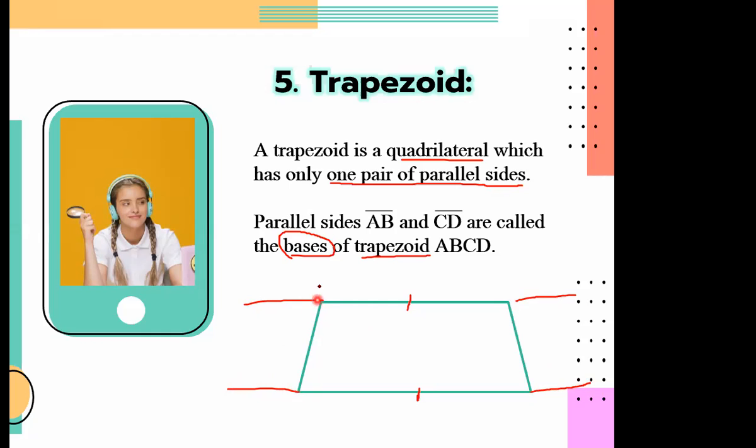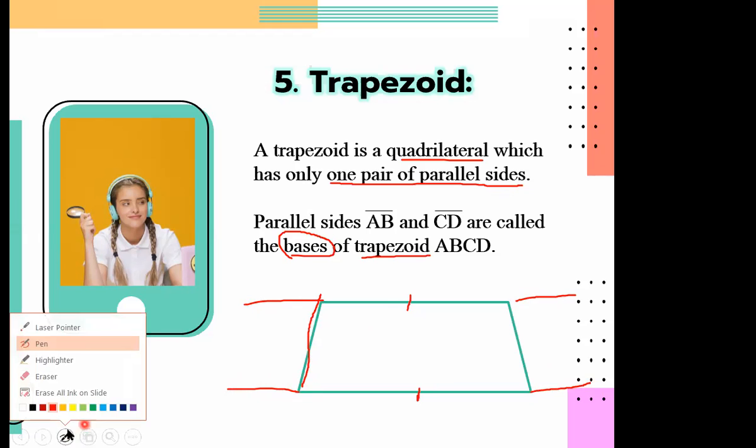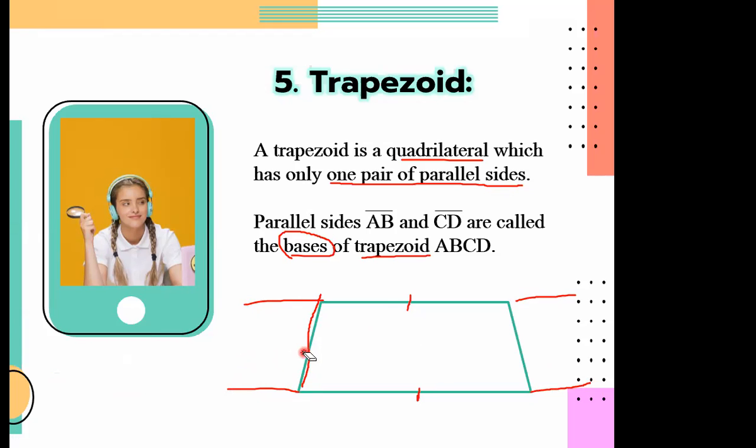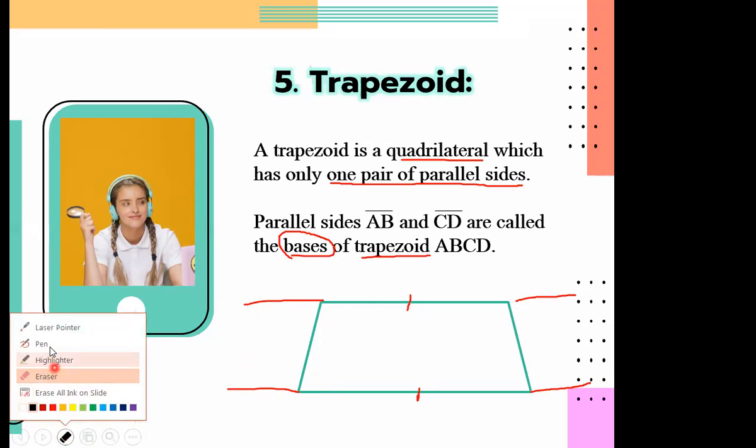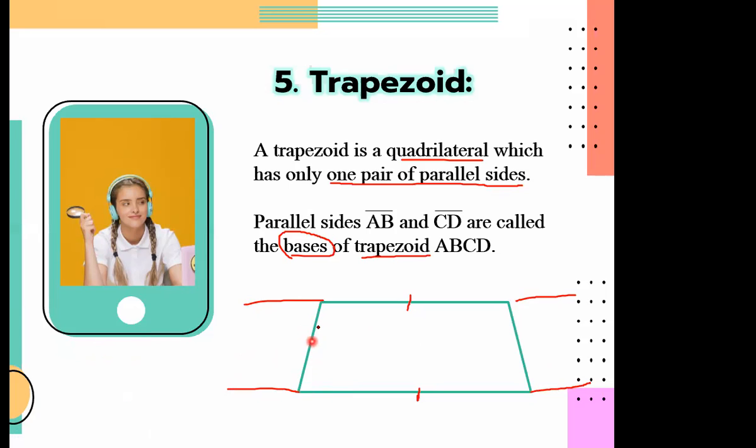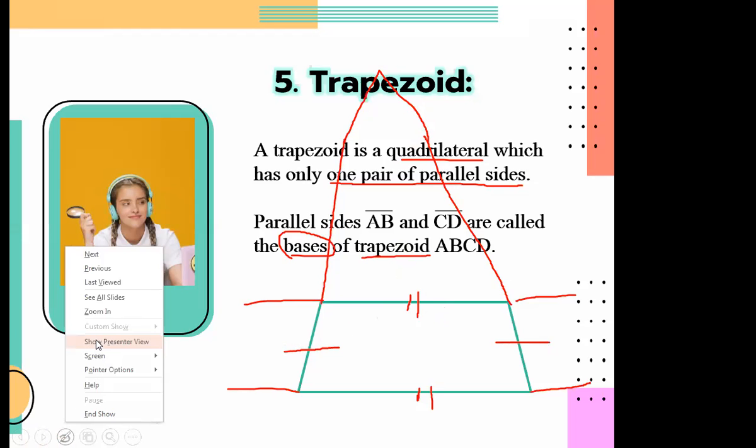But now I'm talking about this one. Look here. If you extend this line and you extend this line, at one point they will meet each other. So obviously this is the non-parallel side. This is the non-parallel side and this is the parallel side. Understand? Clear? What are the parallel sides and what are the non-parallel sides?